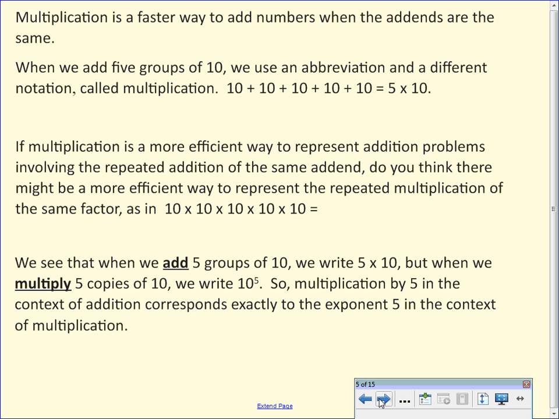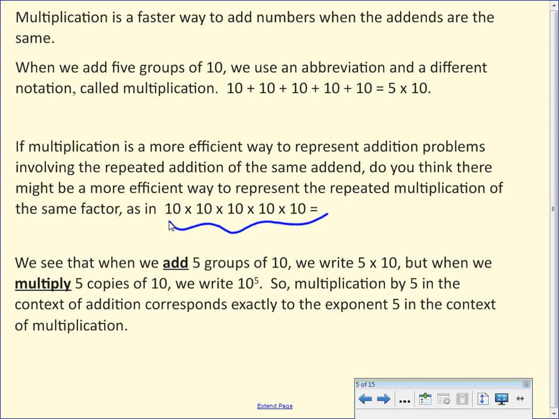So multiplication is a faster way to add numbers when the adds are all the same. And that's the trick. They have to be the same. So when we add 5 groups of 10, we use an abbreviation and a different notation, which is multiplication. That was totally faster and easier, and we made fewer mistakes because it's difficult when you're adding so many numbers together. So if repeated addition gave us multiplication, what about when we see this, which is repeated multiplication?